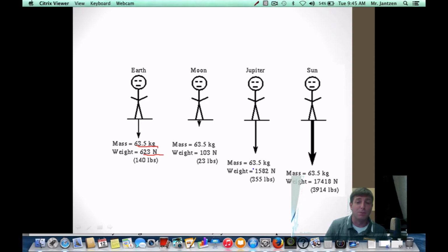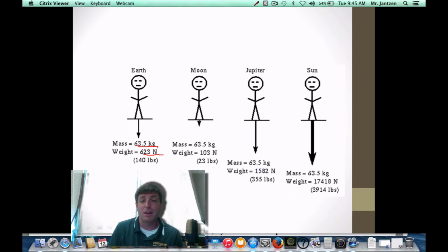What about on Jupiter? Well, on Jupiter, this person is still 63.5 kilograms. His weight is 1,582 newtons. That's because Jupiter is so massive, it has such a stronger gravitational pull that you weigh even more on Jupiter. And then finally, the Sun, same mass, 63.5 kilograms. If you had some kind of heat-resistant suit on to prevent yourself from being melted, your weight would actually be 17,418 newtons, or almost 4,000 pounds. So once again, mass is the amount of stuff in the object, and weight is the gravitational pull on an object.